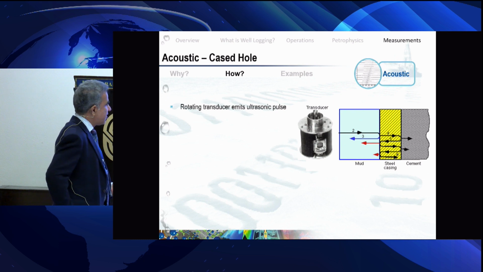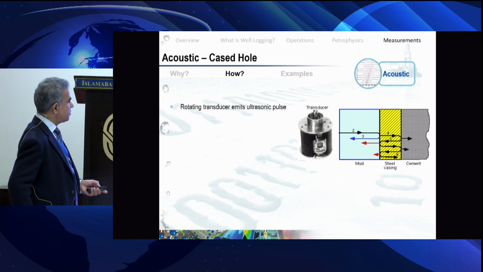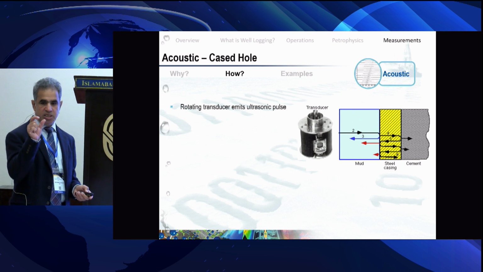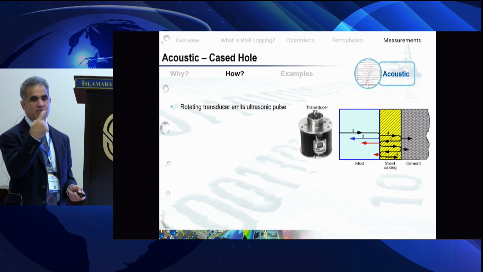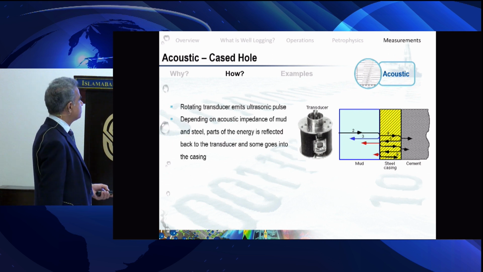So when we talk about the transducer, basically it's just a device sending a sound wave at a certain frequency, and it keeps rotating, because you need to cover all 360 degrees around the borehole. As you're pulling up, it keeps rotating at a certain speed, so you cover all around the borehole.